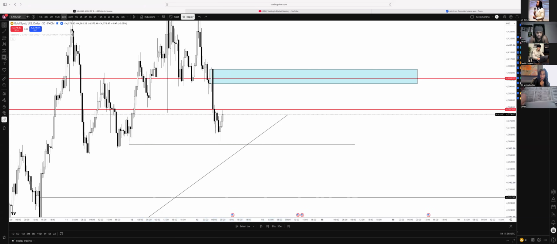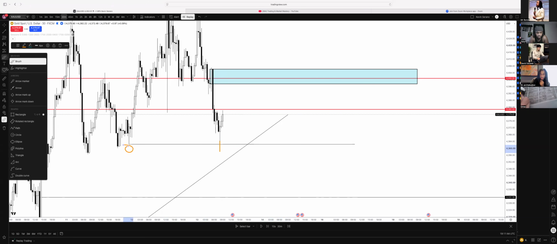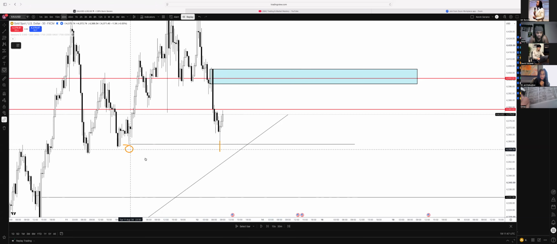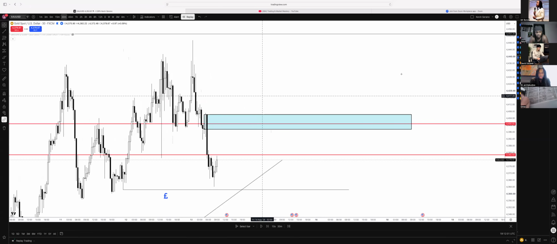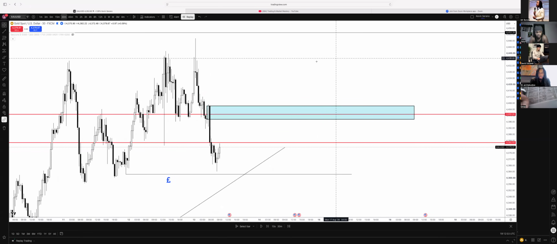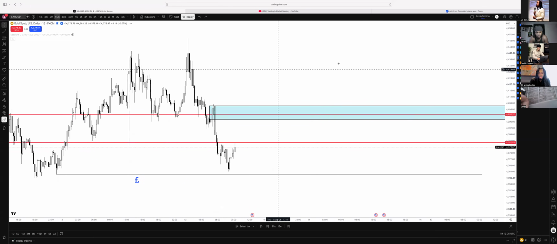So what do I mean by that? It hasn't gone through it. If this wick here had gone through, it means that it took people's money that was here. People had a stop loss below here. The fact that it hasn't taken it means that people still have money below. Looking from left to right, this wick has not taken out this wick, so that means there's liquidity. Even if you went off market structure, let's just go off the 15-minute time frame.